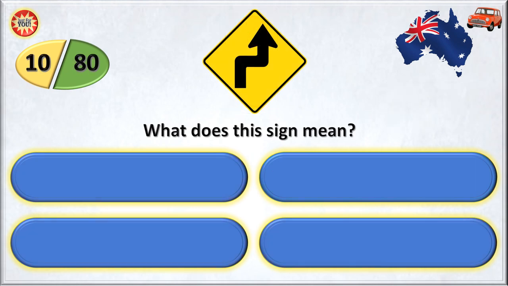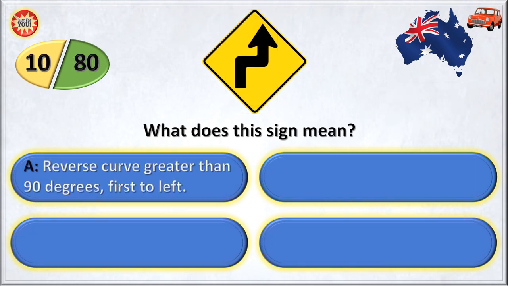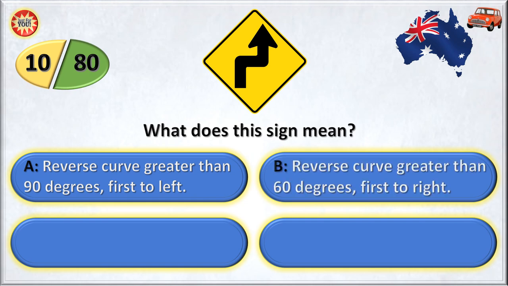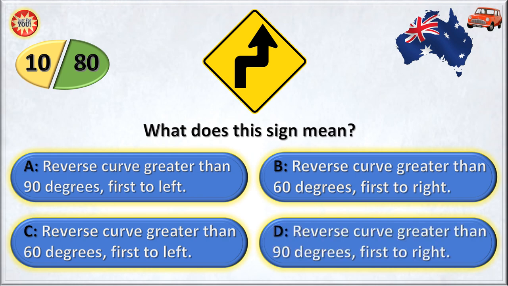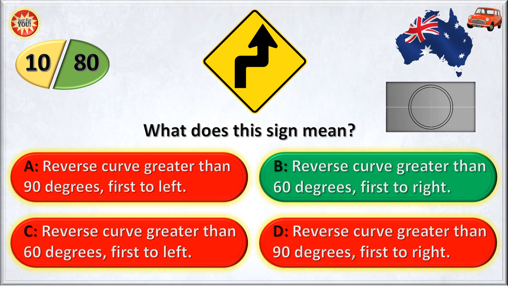What does this sign mean? Reverse curve greater than 90 degrees, first to left. Reverse curve greater than 60 degrees, first to right. Reverse curve greater than 60 degrees, first to left. Reverse curve greater than 90 degrees, first to right. Reverse curve greater than 60 degrees, first to right.